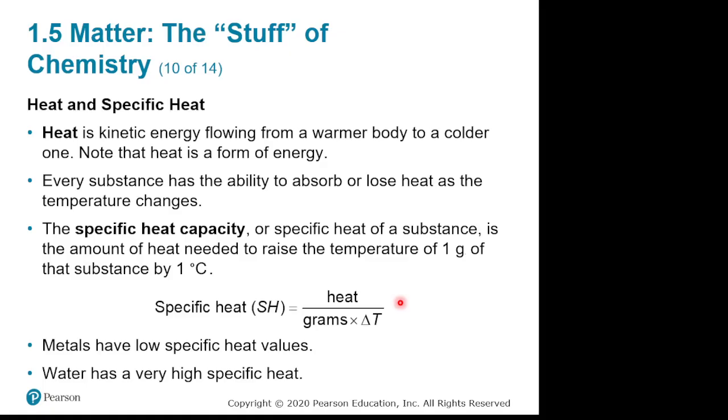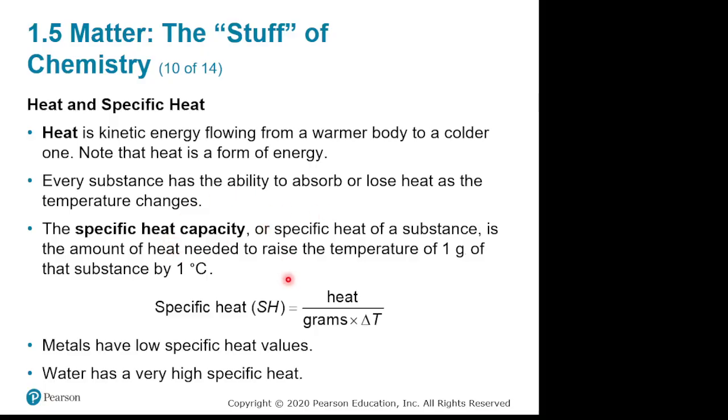The heat and specific heat. So heat is a type of kinetic energy. It's going to flow from a warmer body to a colder body. That heat is, again, a form of energy. Okay? It's just randomized kinetic energy. Okay? So every substance has the ability to absorb or lose heat as the temperature changes. And this ability to gain or lose heat and how quickly it does is going to be the specific heat capacity. Okay? Or shortened to the specific heat of that substance, right?